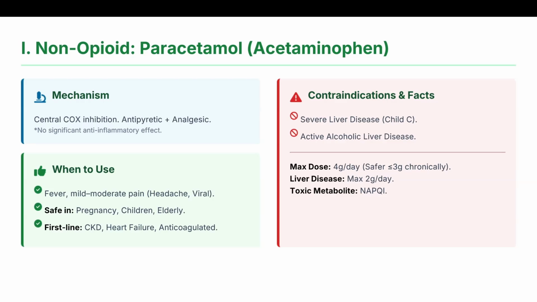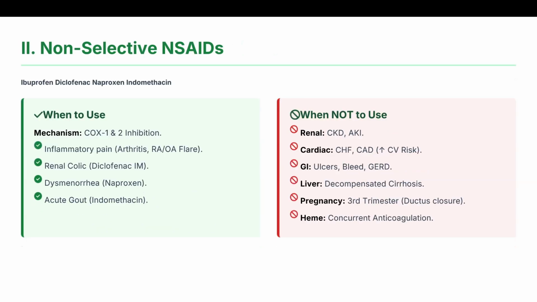Even in these kinds of patients, liver disease patients, cirrhosis patients, you can go up to a maximum of 2 grams per day. Maximum dose is 4 grams per day for normal individuals. Safely, we consider 3 grams per day for chronic use. The toxic metabolite is NAPQI, N-acetyl-p-benzoquinone imine, which leads to depletion of glutathione and liver toxicity. So to prevent this, we can supplement with glutathione in paracetamol poisoning as well as N-acetylcysteine.